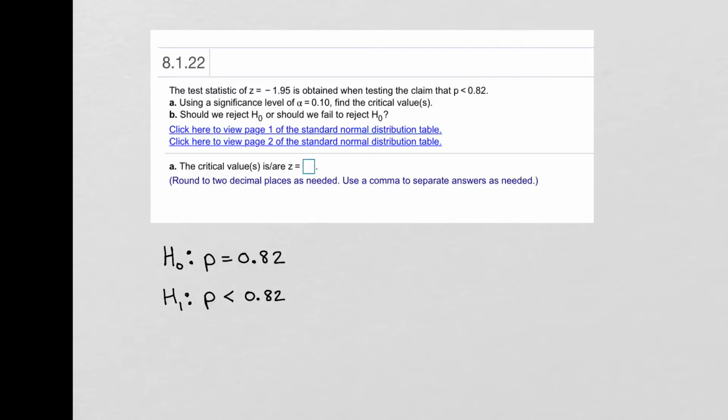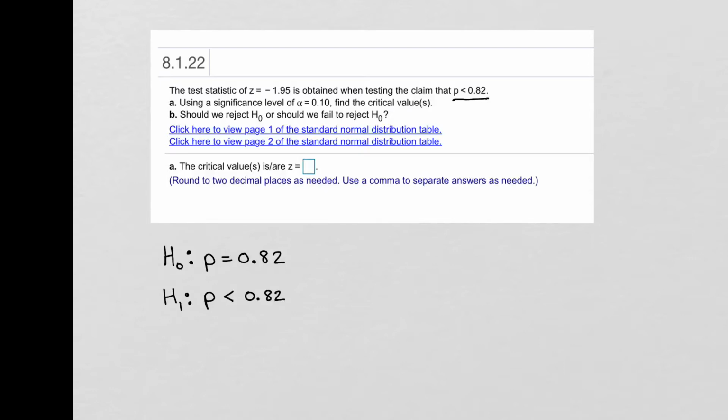So how do I know this? Because the claim says that p is less than 0.82. That has to be either the null or the alternative hypothesis. And because it's a less than statement, that makes it the alternative hypothesis. And the null hypothesis is going to be the same statement, only with an equal sign in it.